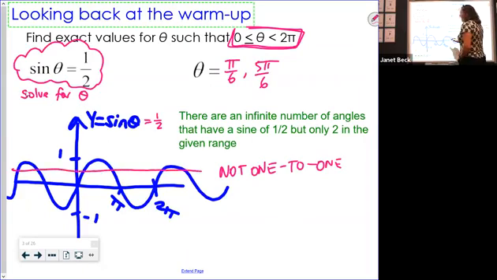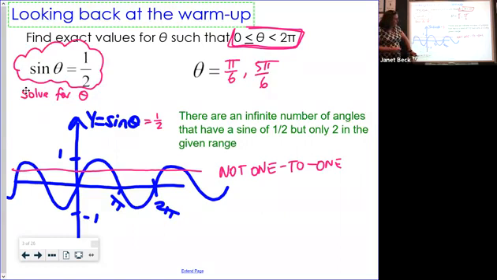We put a horizontal line across where y was equal to 1/2, and we got multiple solutions. If we're going to do the inverse sine, we're only allowed to have one answer, not two, or a million, or a billion, or an infinite number. So we're going to have to restrict that function in some way to make it one-to-one.